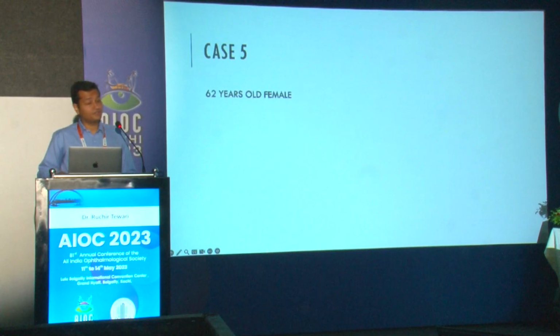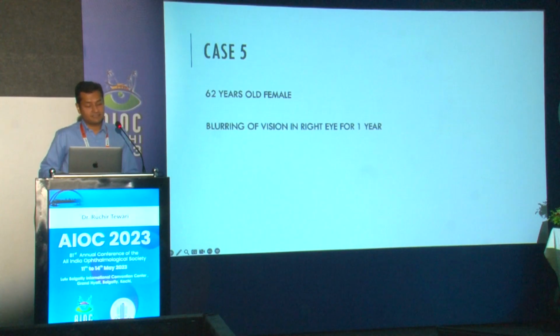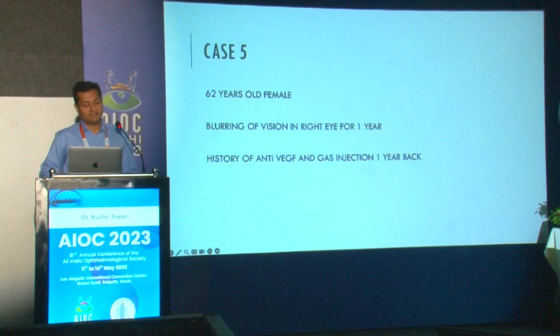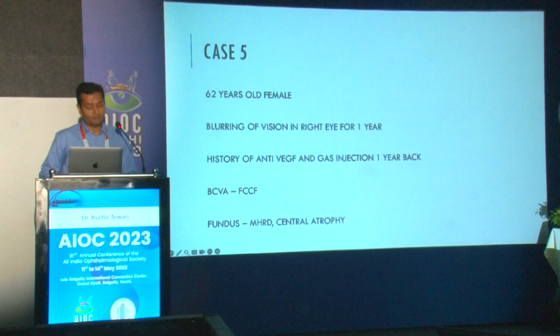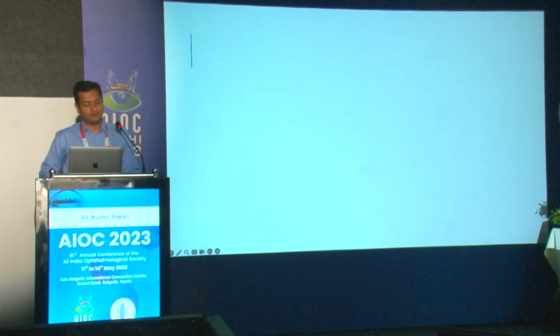Then again, not all patients come to you like this. This is a 62-year-old patient, blurring of vision in her right eye for a year. She has history of anti-VEGF and gas injection 1 year back. BCVA was finger counting close to face when the patient came to me. I realized that the patient has a macular hole retinal detachment and a central atrophy.